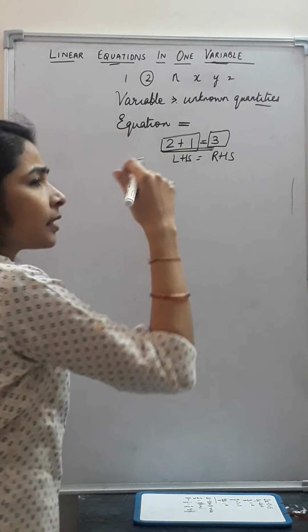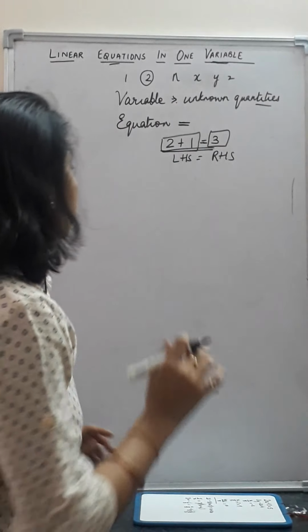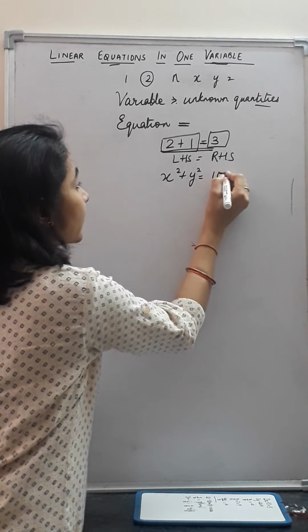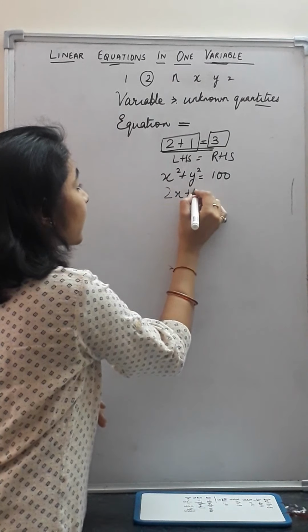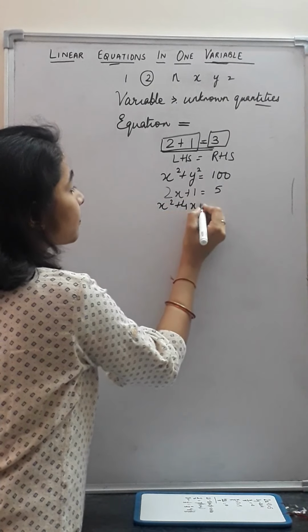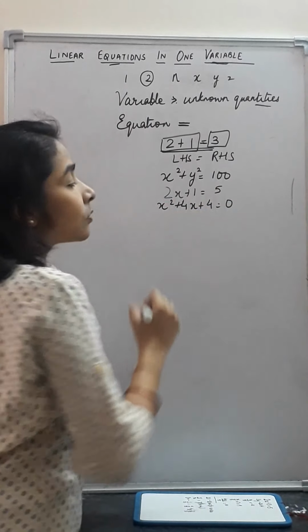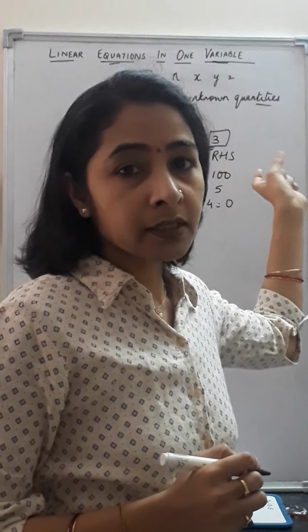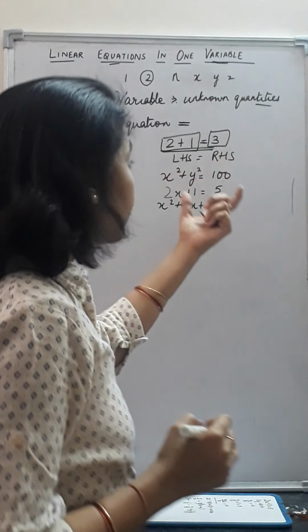Now in an equation there can be one or more variables. For example, if I write x square plus y square is equal to 100, then that is also an equation. If I write 2x plus 1 is equal to 5, that is also an equation. If I write x square plus 4x plus 4 is equal to 0, that is also an equation. So what is an equation? A statement of equality in which LHS is always equal to RHS. The expression on the left hand side is always equal to the expression on the right hand side.